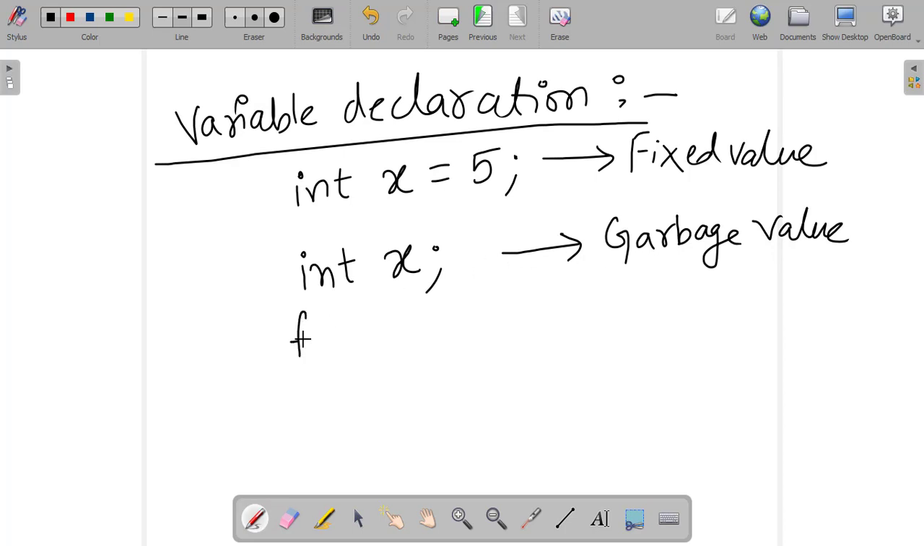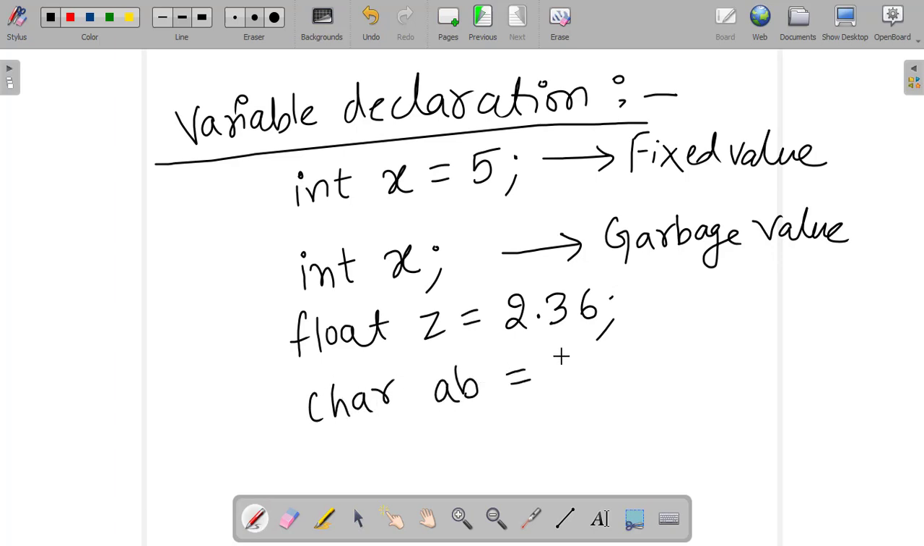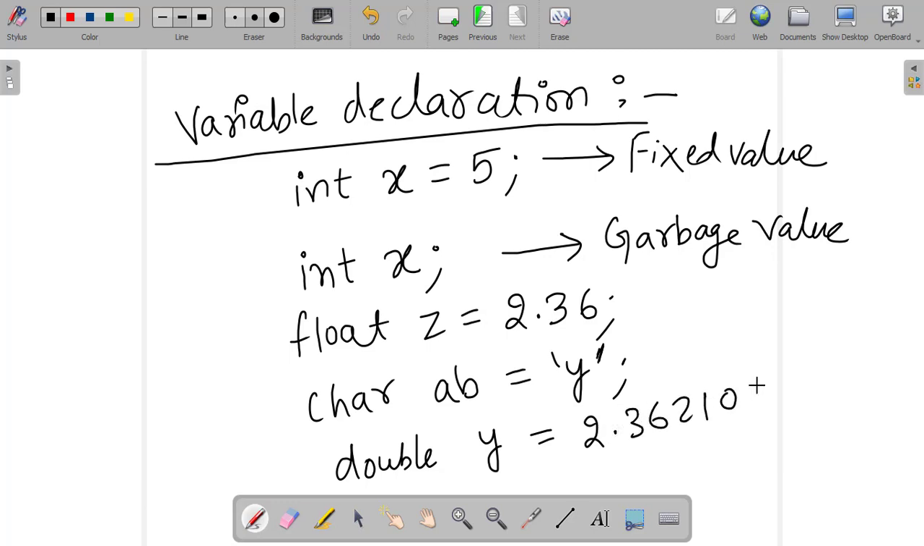Similarly we can write here for float also, float equal to 2.36. Similarly we can write char equal to y. And see, for character storage we have to specify it using single quotation marks. For float not necessary, for integer not necessary, for double also not necessary, like double y equal to 2.36210023 and so on. So I think it is pretty much clear.